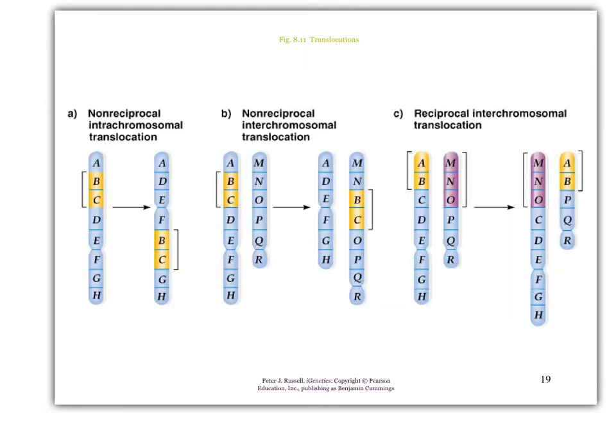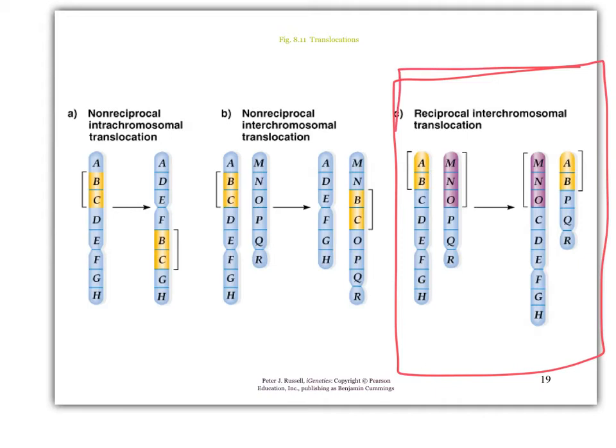So here we go. We're going to look at non-reciprocal, which means they don't switch back and forth, and reciprocal. These are the usual translocations we talk about. Interchromosomal, which means between two different chromosomes. Non-homologous. What is the switch of a part of one chromosome to another chromosome when they're homologous chromosomes?